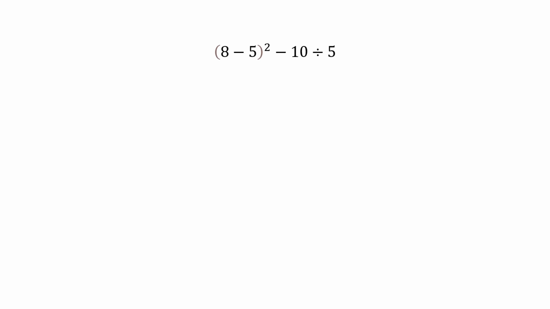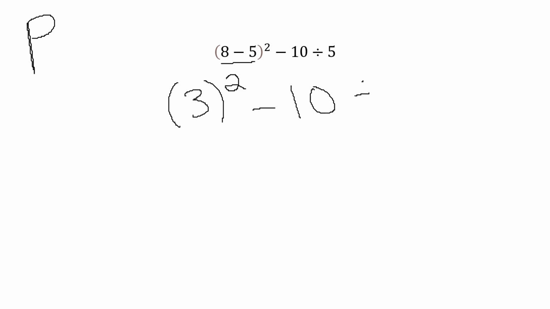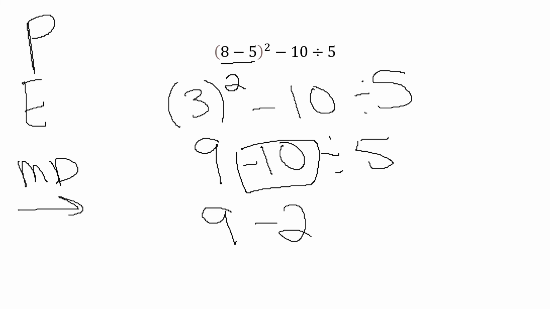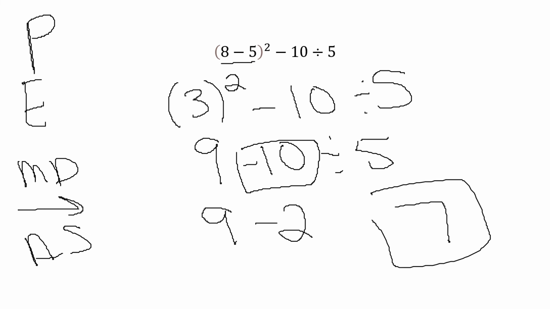This one does have parentheses with stuff to do on the inside. So we're going to start with our parentheses. 8 minus 5 is 3. And go ahead and bring those parentheses down so that you don't kind of get confused about what operation is happening. All right, all the parentheses are done. Now we're going to do exponents. 3 squared is 9. Now I'm going to multiply and divide together from left to right. -10 divided by 5 is -2. Add and subtract together from left to right. 9 minus 2 is 7.